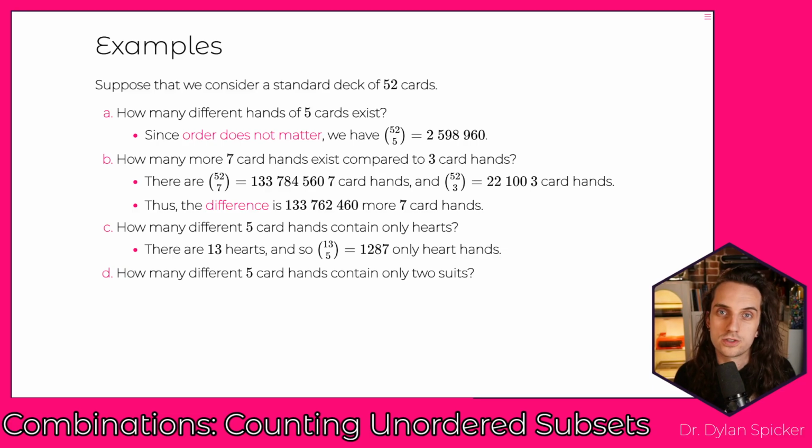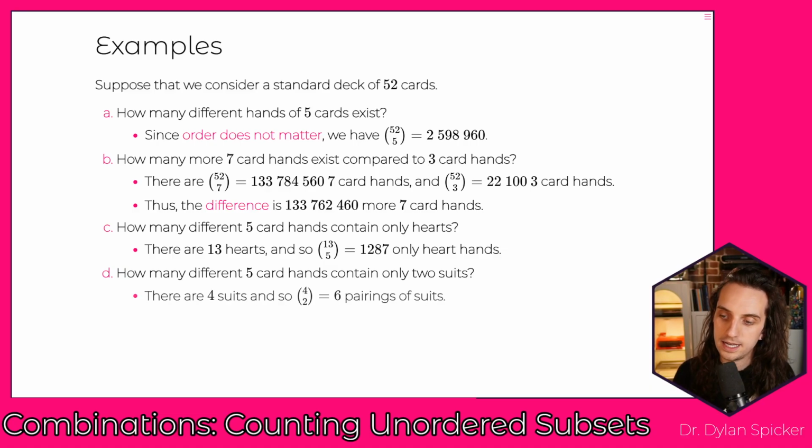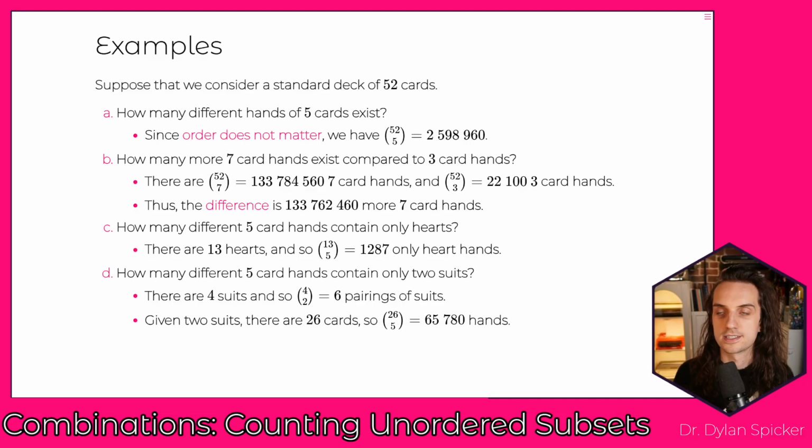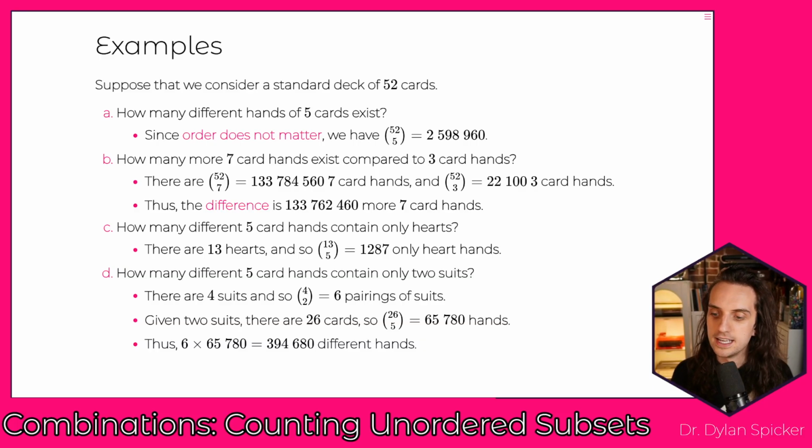First, we pick which 2 suits we want to use. Second, we pick of those 26 cards that are valid from those 2 suits, what 5 are going to be in our hand. And so 4 choose 2 gives us 6 total pairings of suits. 26 choose 5 gives us 65,780 hands using only those 2 specific suits. And so then 6 times 65,780 gives us 394,680 different hands that contain only 2 suits.